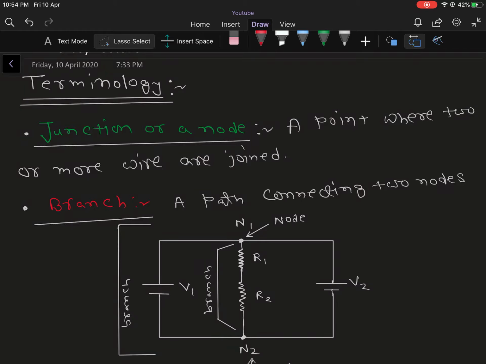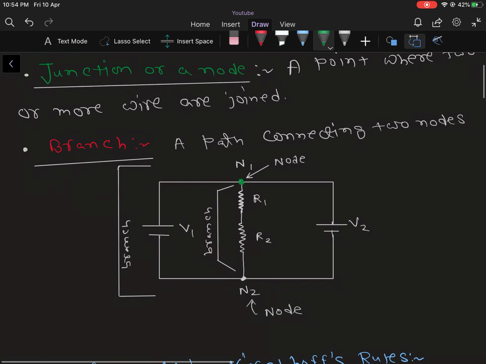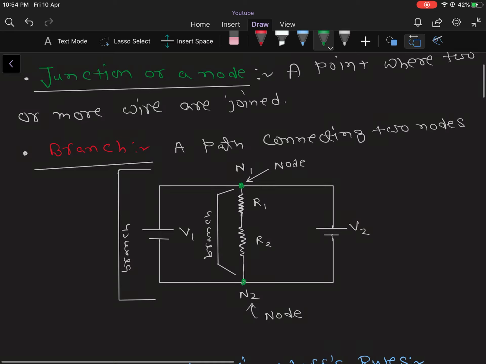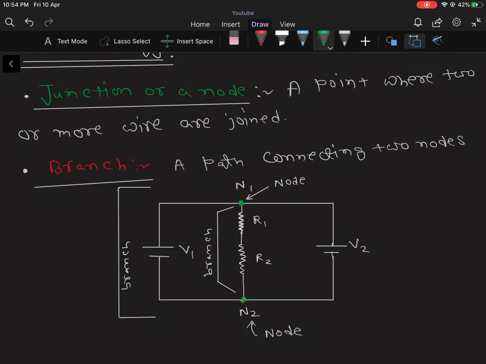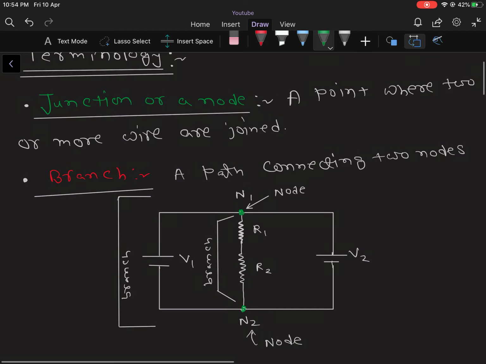First, learn what we call a junction or a node. A point where two or more wires are joined is called a junction or node. Here the points N1 and N2 are nodes. Here more than two wires, three wires actually, are joined.